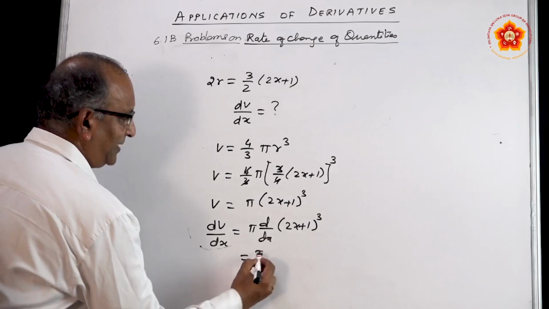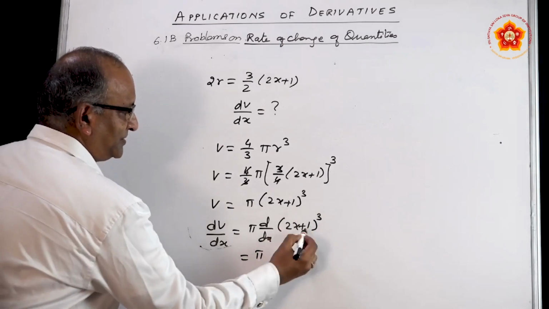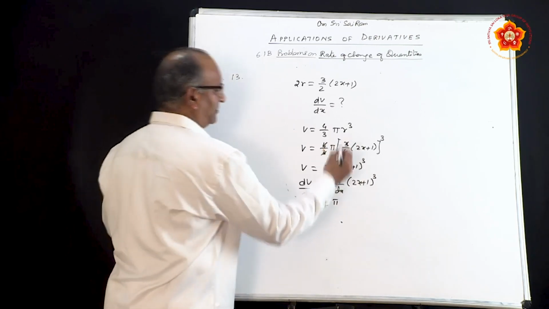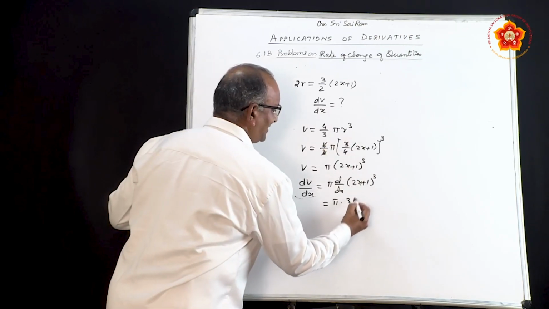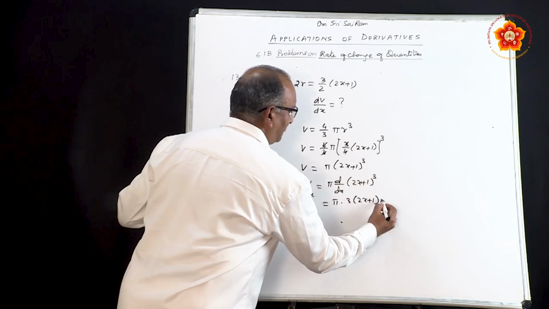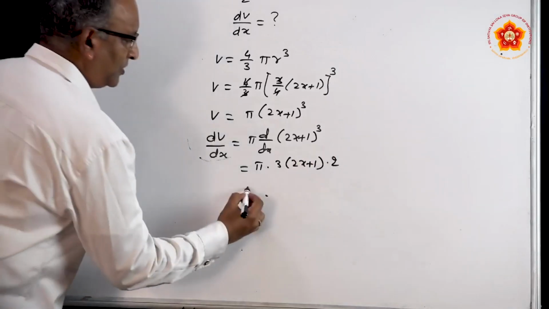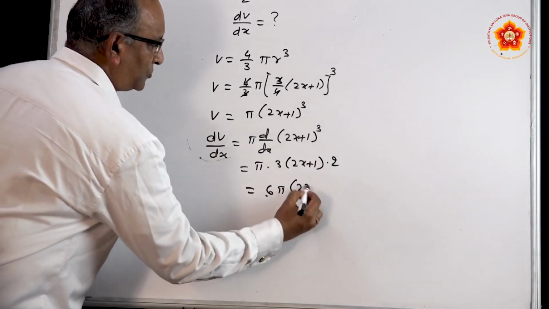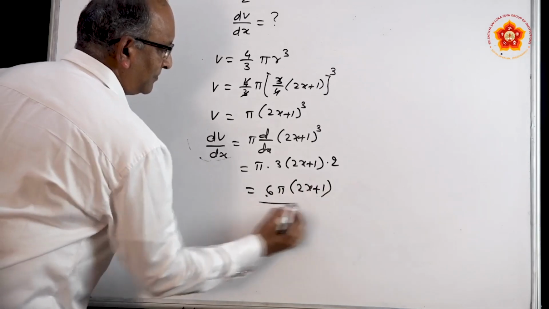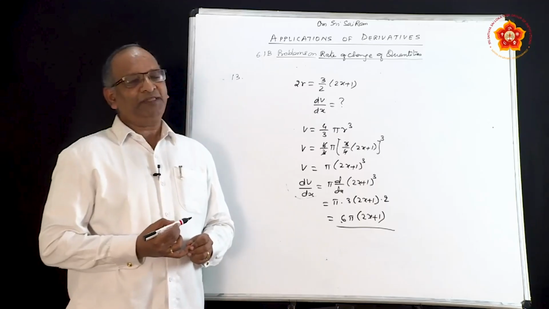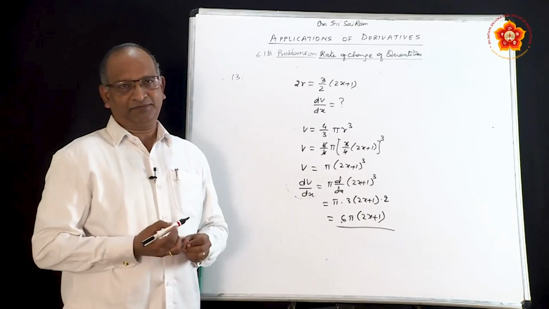So, it is pi. Since it is 2x plus 1 whole cube, take 2x plus 1 as t, it will become t cube, the answer will be 3t square, and then the derivative of 2x plus 1 will be 2. So, 3 into 2 is 6 pi into 2x plus 1. This is the rate of change of volume with respect to x.